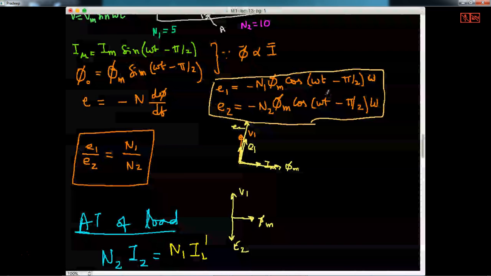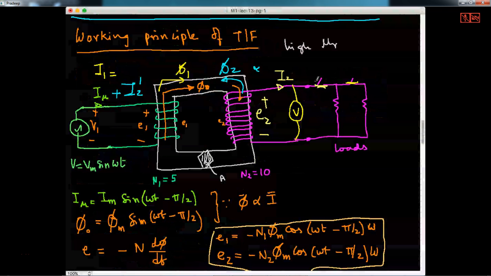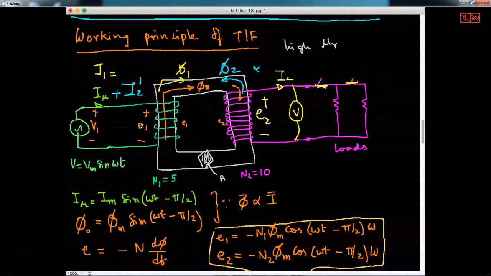Now what happens when I connect a load? When I close the switch, a load is connected. So I2 will start flowing in the secondary because E2 voltage is there. I2 is the current and it is being consumed by the load. Now this current I2 in turn creates a flux phi2 that opposes the main flux. Therefore the main flux gets weakened and E1 gets reduced. If you compare V1 and E1, V1 will be more, E1 will be less.